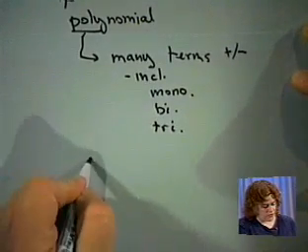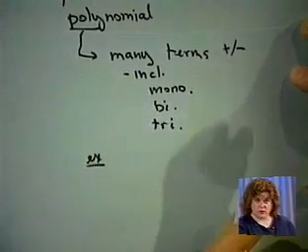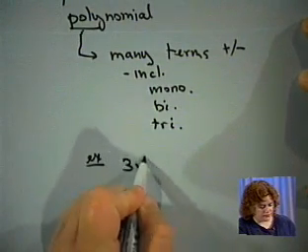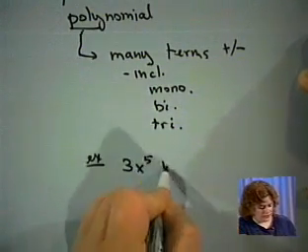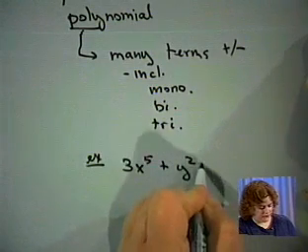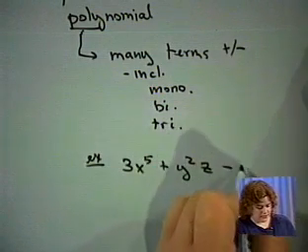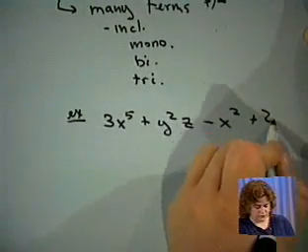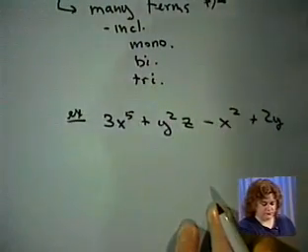An example of a polynomial that's a little bit larger than the ones you've seen so far would be something like 3x to the 5th plus y squared z minus x squared plus 2y. Lots of good terms there.